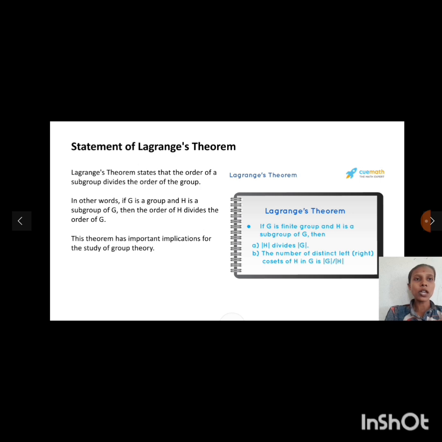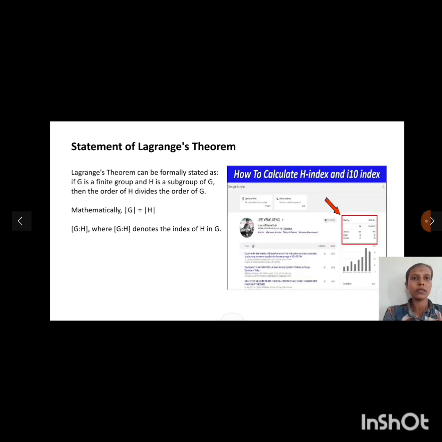Lagrange's theorem: if G is a finite group and H is a subgroup of G, then mod of H divides mod of G. The number of distinct left or right cosets of H in G is mod of G divided by mod of H. Lagrange's theorem can be formally stated as: if G is a finite group and H is a subgroup of G, then the order of H divides the order of G. Mathematically, mod of G equals mod of H times [G : H], where [G : H] denotes the index of H in G.